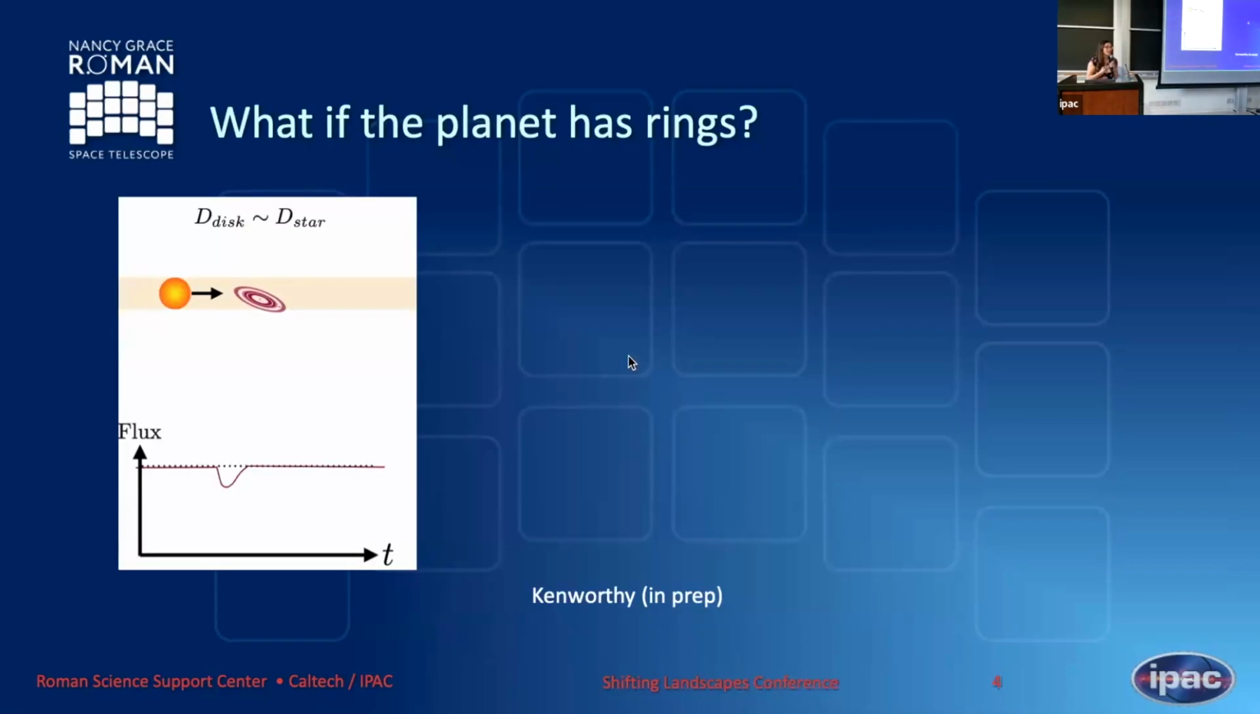But what if the planet has rings? When I say rings, I mean, let's say a circumplanetary disk. But for the purposes of this talk, to make it sound more interesting, I'm going to call them exorings. So how can we spot this in our light curves? Well, if the planet itself, seen here in the center, has a disk or exorings that are of order the same diameter as the star, you'll see basically an asymmetric light curve here. So you'll see kind of an unusual dip.